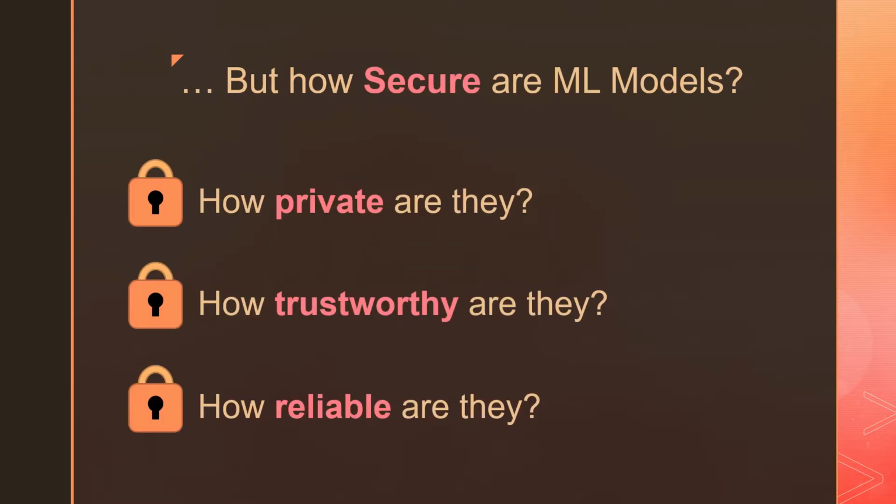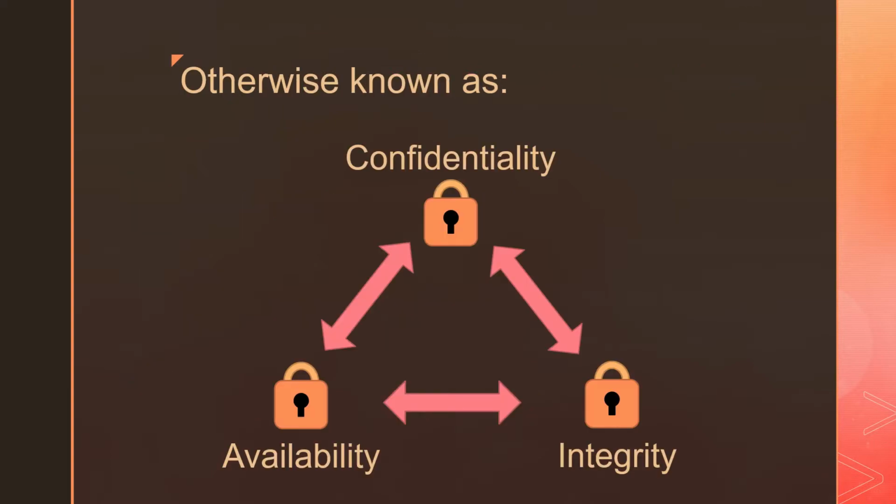This raises the question, how secure are those machine learning models? How private are they? How trustworthy are they? How reliable are they? Otherwise known as the CIA triad: confidentiality, integrity, and availability.